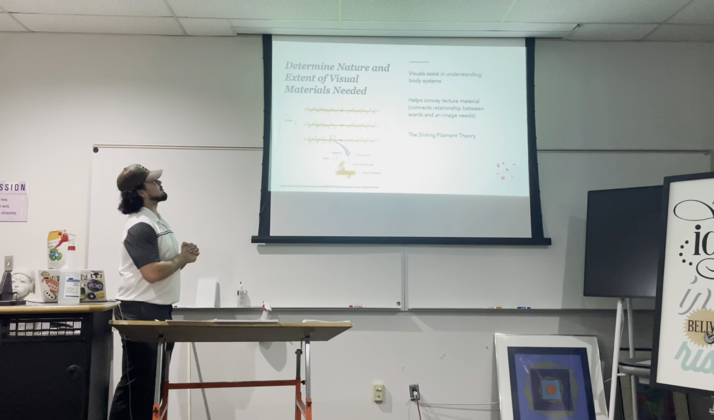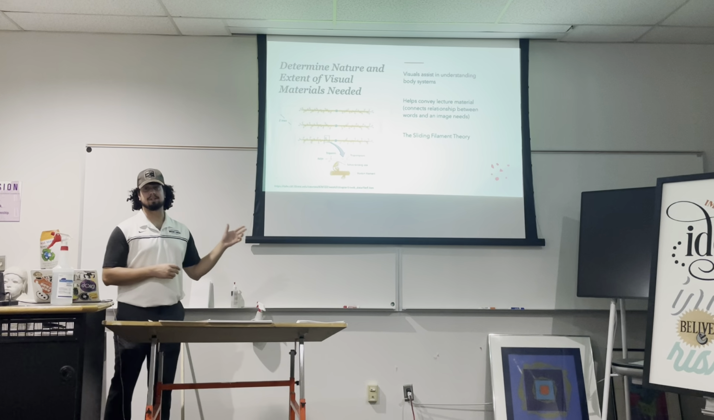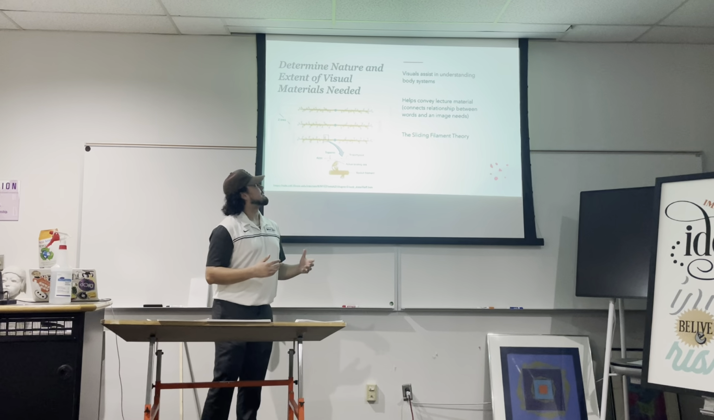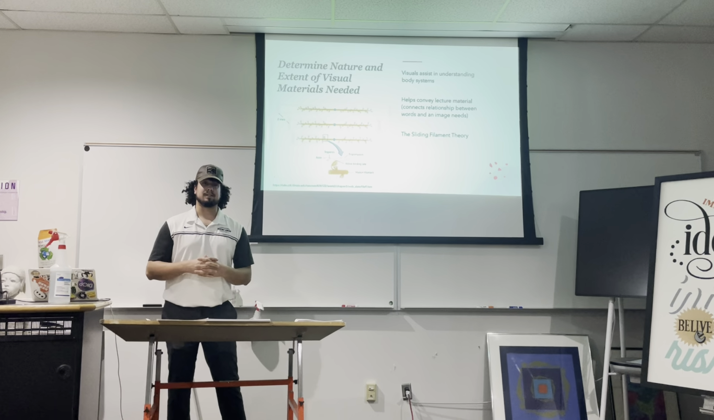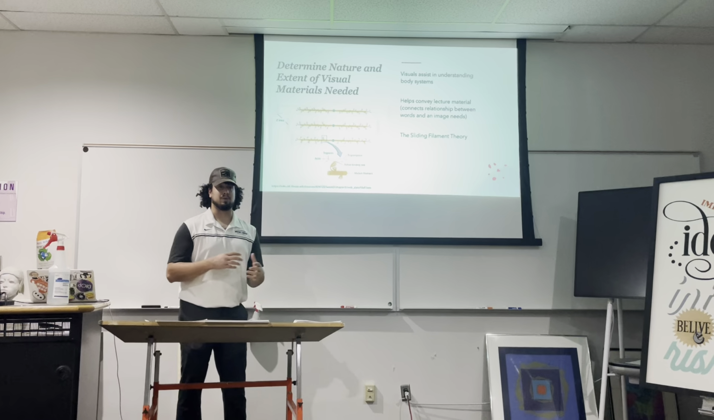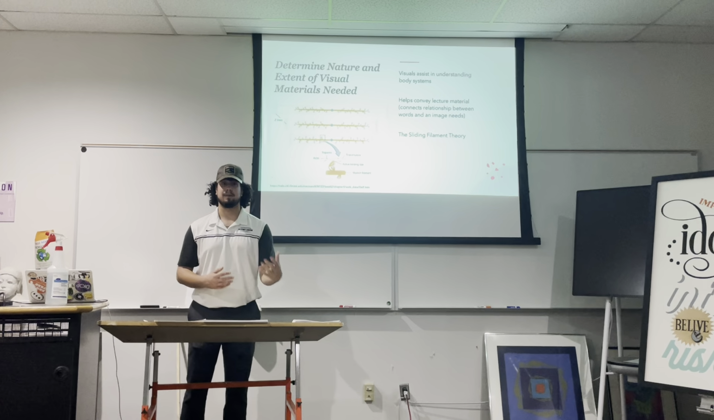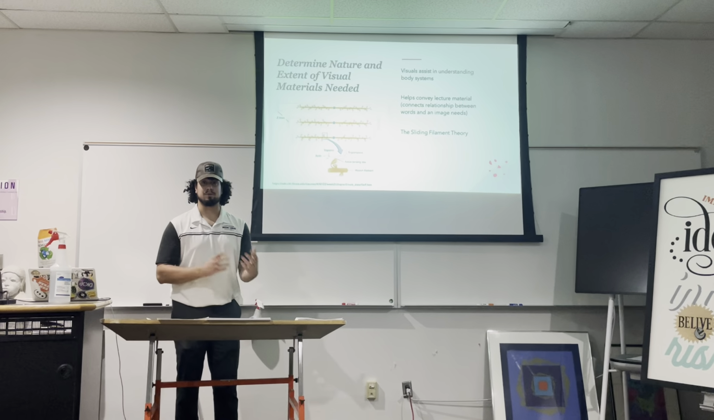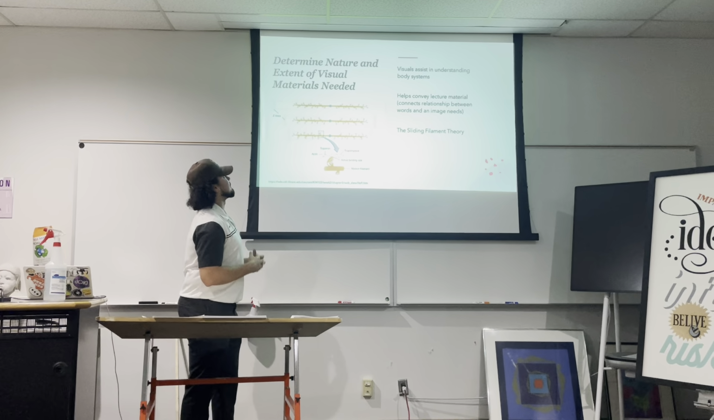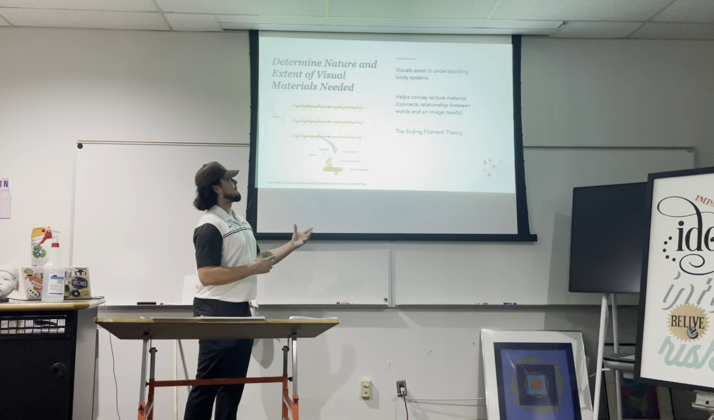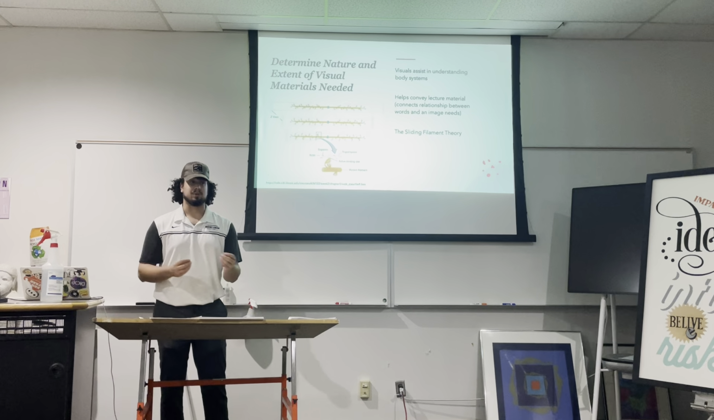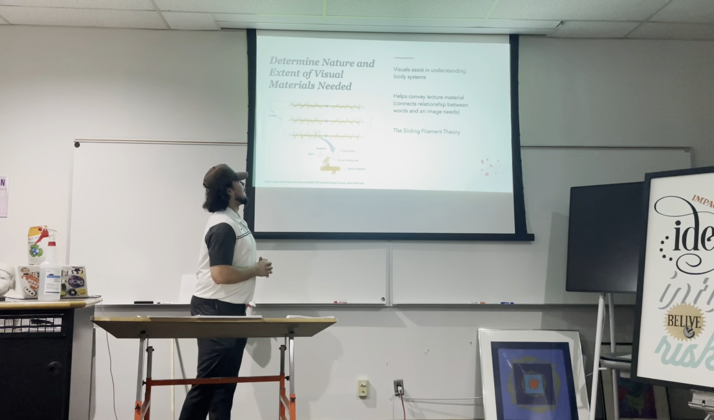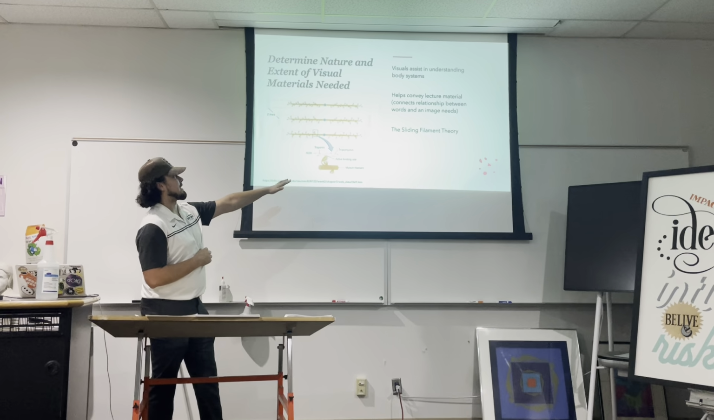The first one is determining the nature and extent of visual materials that are needed. Visuals do assist in understanding body systems in exercise science, so it helps communicate different body parts, because when you go through any anatomy and physiology class or exercise physiology class, you do bisection of organ systems or tissue systems in the body. So it assists in the basic needs of that. It helps convey lecture material and the relationship between the visual aid and what is being said during the lecture. What I have here is called the sliding filament theory.